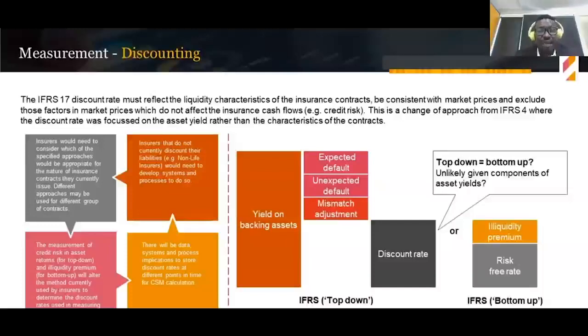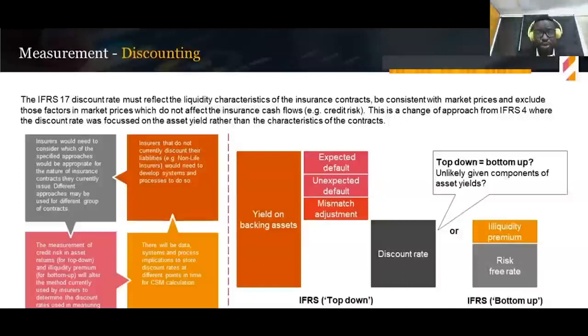Now with IFRS 17, we don't only consider the discount rate based on the asset yield. We also need to allow it to reflect the behavior of the insurance contracts or the characteristics of the contracts themselves. So what that means is that under IFRS 17, there is introduction of what we call the top-down approach for determining your discount rate, or the bottom-up approach for determining your discount rate.